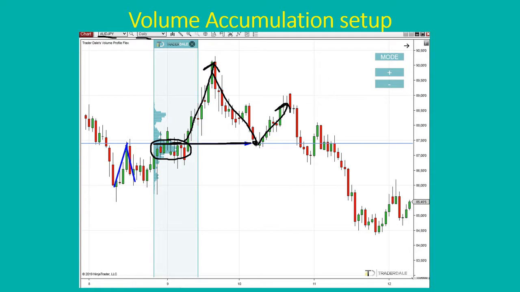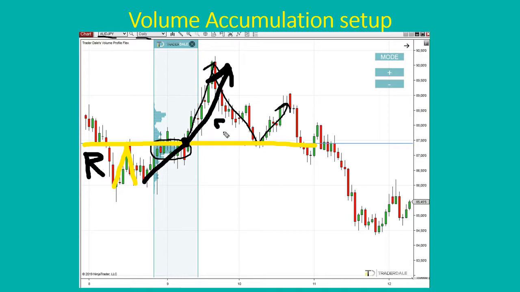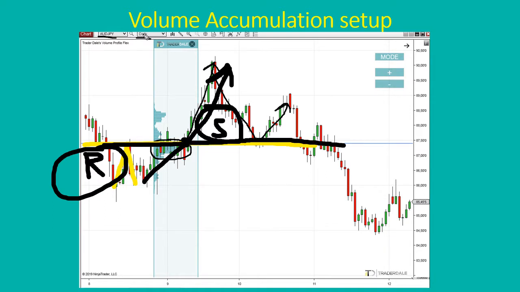Now there was also a confirmation of this level. Confirmation was in here. As you can see, the price bounced off this level in the past, and this tells us that this level was a resistance. Now, when the price went past the resistance in here, the resistance then became a support. So this is the price action confirmation of the setup, alright? This is the resistance becoming support setup, confirming our volume accumulation setup.